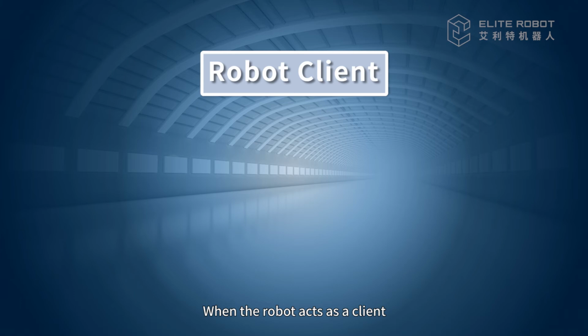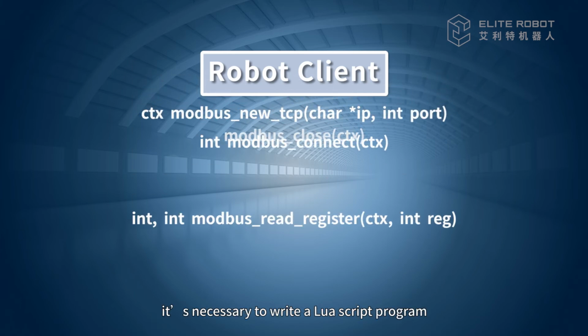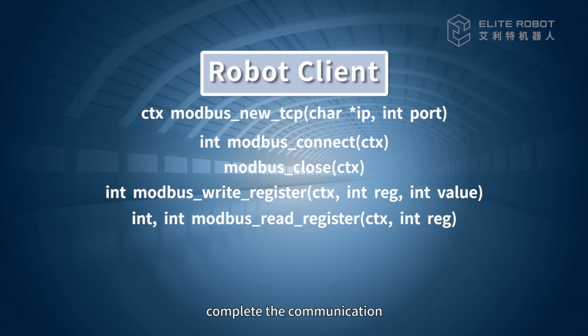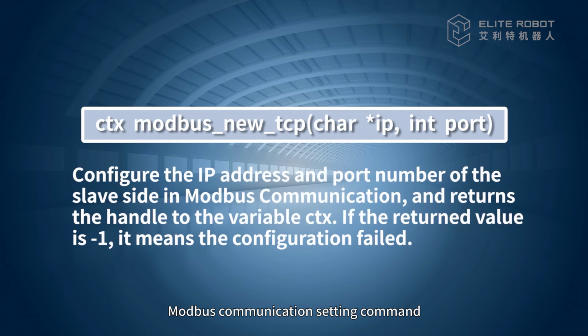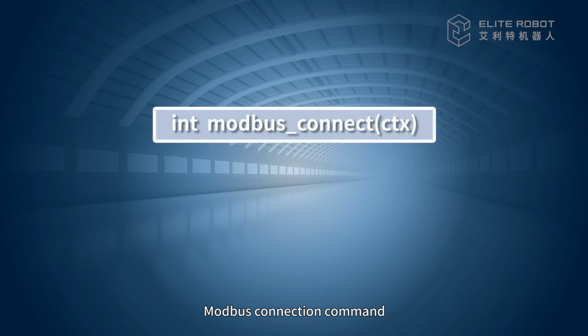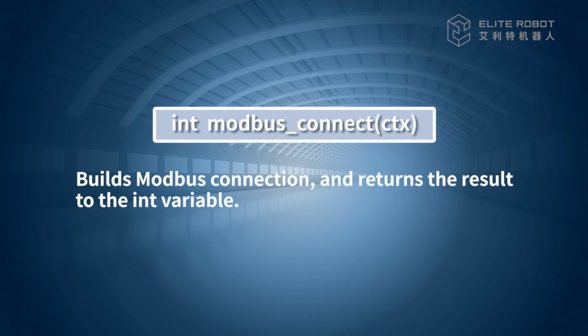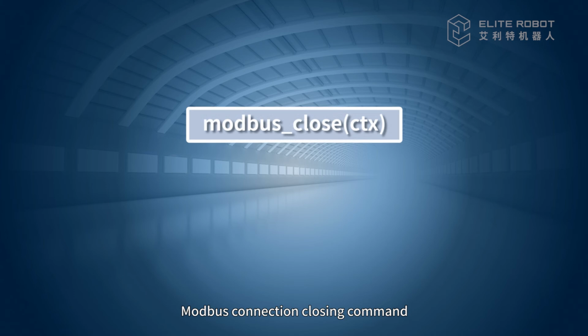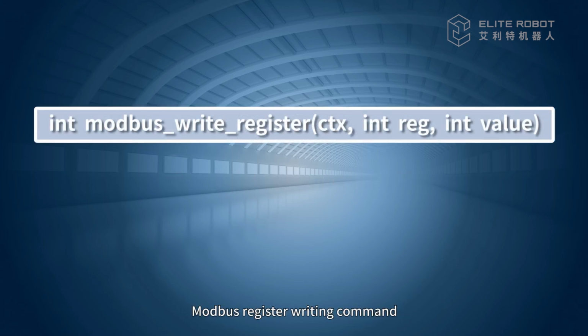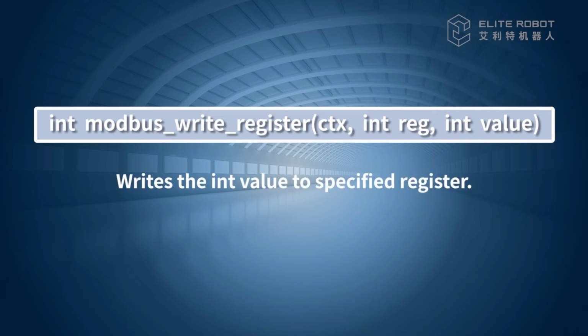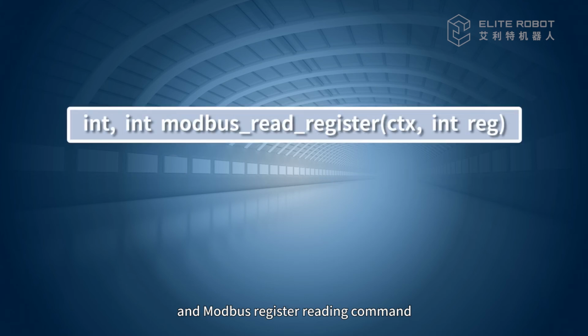When the robot acts as a client, it's necessary to write a Lua script program through special instructions to complete the communication. Commonly used commands include Modbus Communication Setting Command, Modbus Connection Command, Modbus Connection Closing Command, Modbus Register Writing Command, and Modbus Register Reading Command.